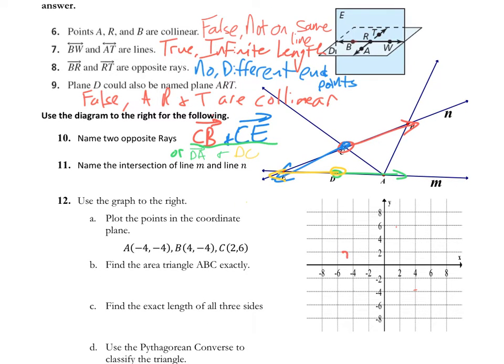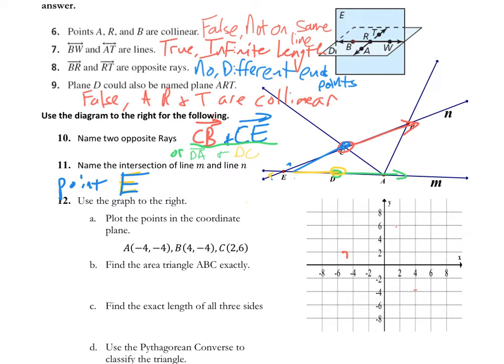Intersection. Intersection is where 2 things cross. So line M and line N both intersect down here, kind of a mess because of all my drawings, and that would be at E. So they both intersect at point E. All right, E or point E. Remember, points are capital letters.